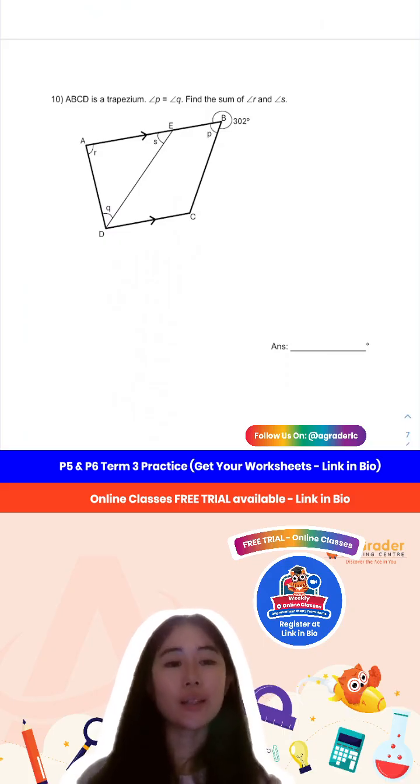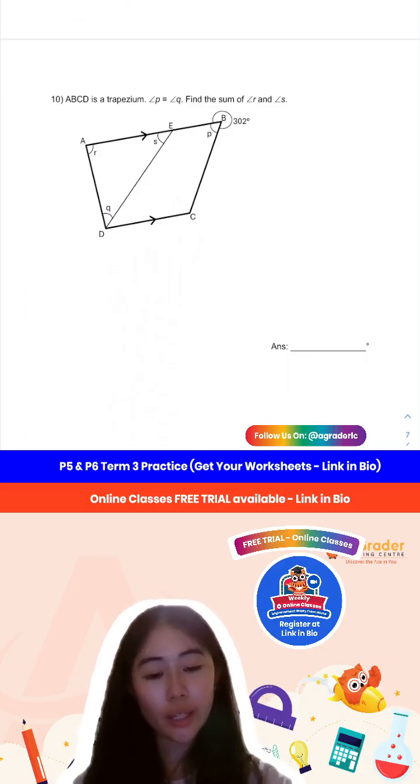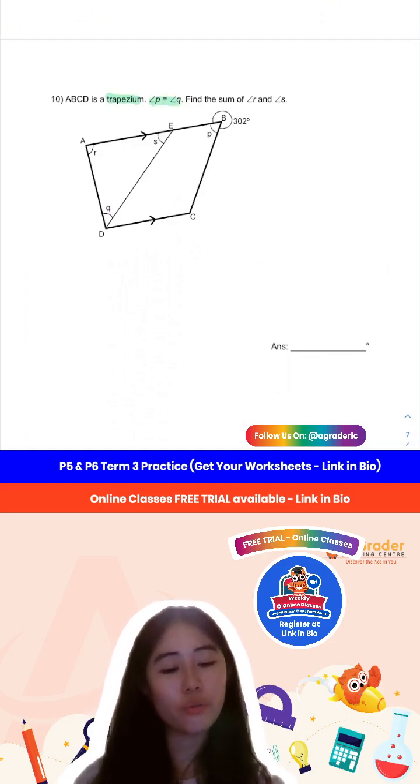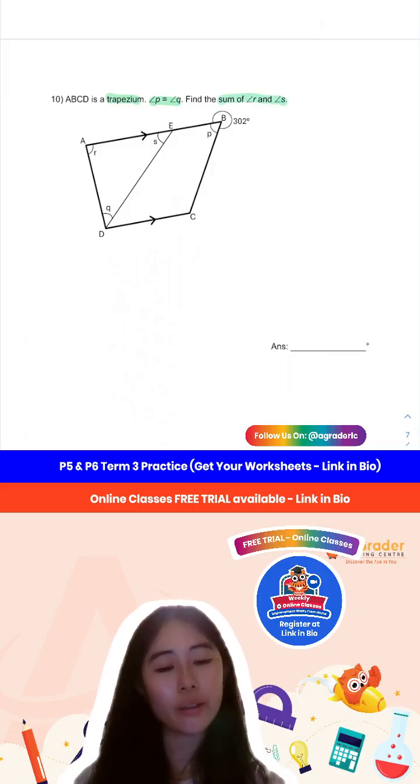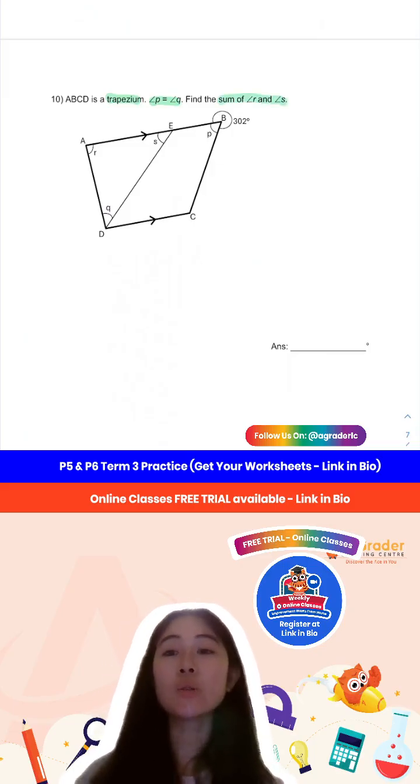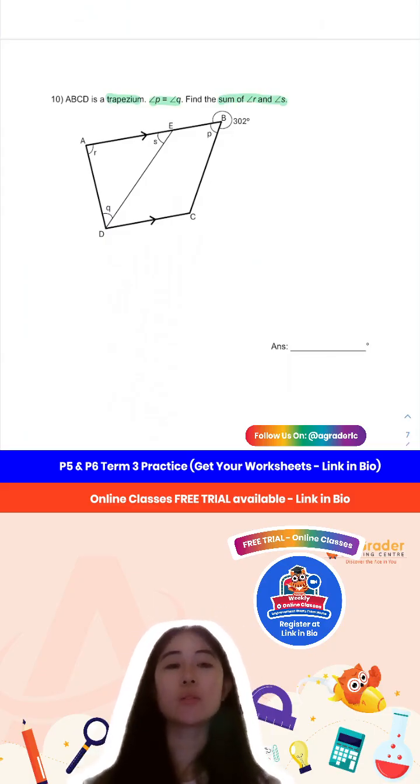Okay, shall we look at the last question? Over here, ABCD is a trapezium. And then angle P equals angle Q. Find the sum of angles R and S. This question, you can do it in 2 steps. So try it out. Let me know your answer. 2 steps.